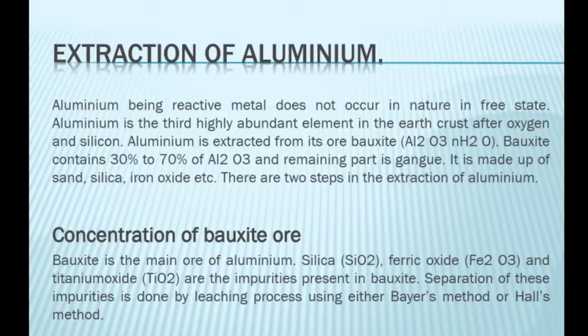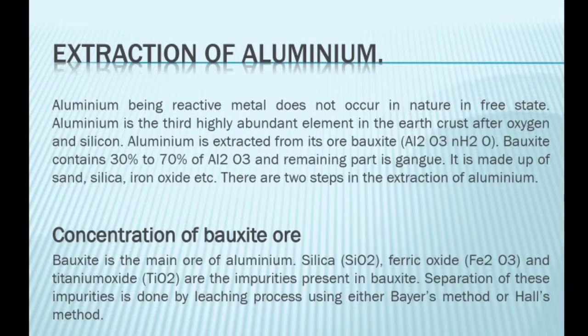Bauxite contains 30 to 70% of aluminium oxide, that is Al2O3, and the remaining part is gangue, that is impurity. The impurity is made up of sand, silica, iron oxide, etc. There are two steps in the extraction of aluminium. Concentration of bauxite ore. Bauxite is the main ore of aluminium.